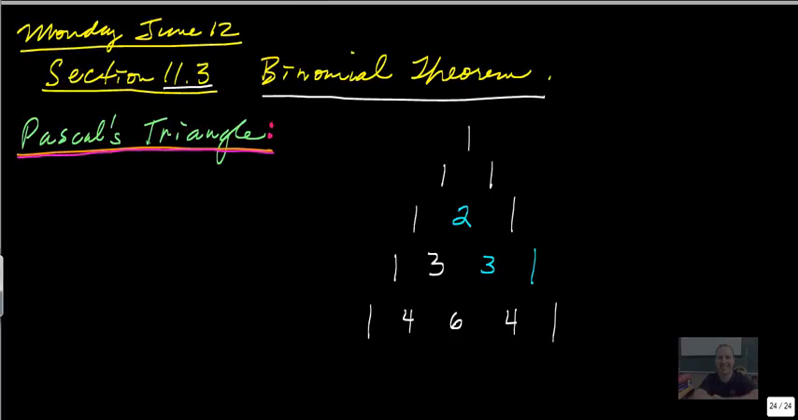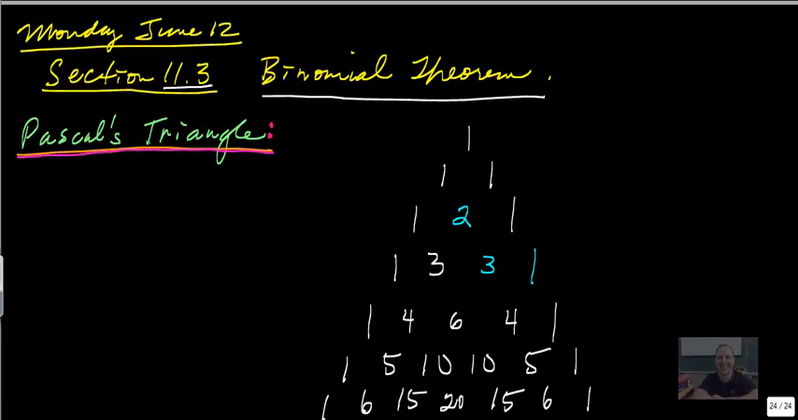And this could go on forever. There's no end to this. There's no end at all. This is going to be 1, and this is going to be 5, 10, 10, 5, 1. Let's do one more row here. 1, and then 5 and 1, right? You just add them up.